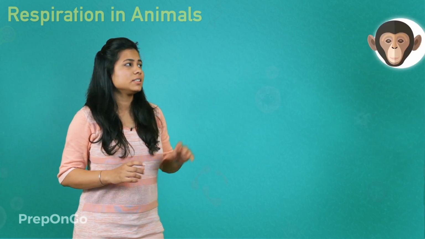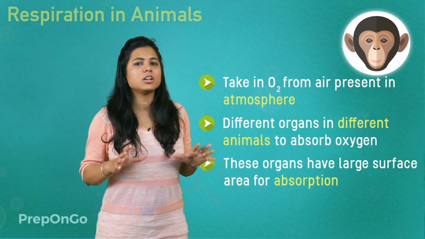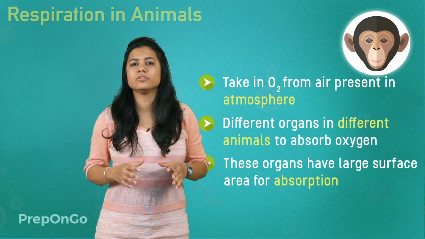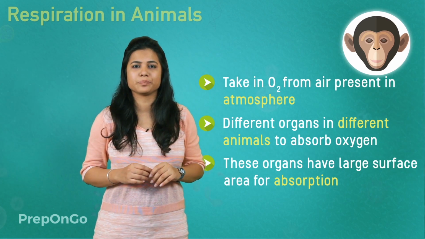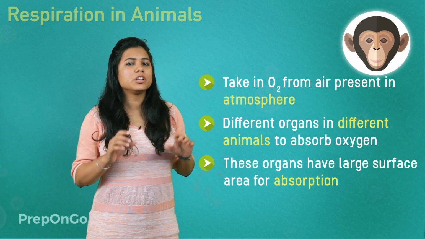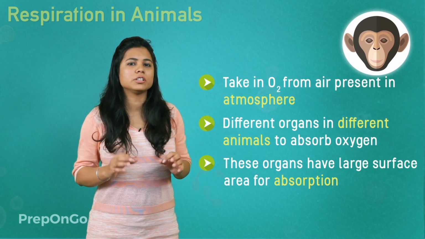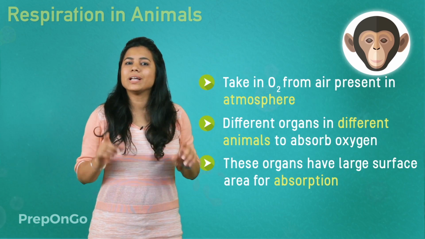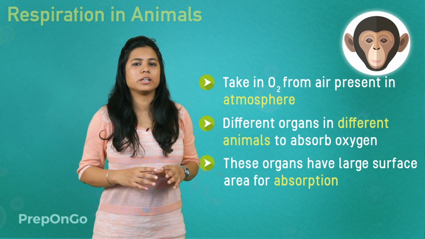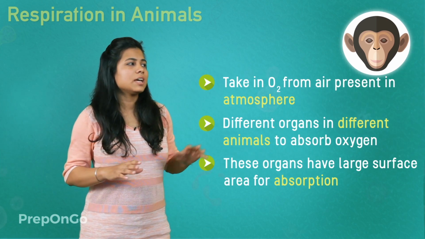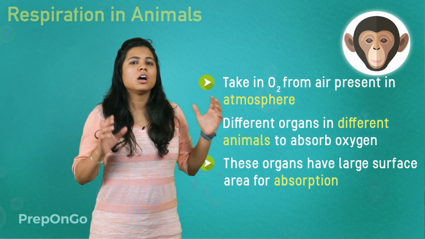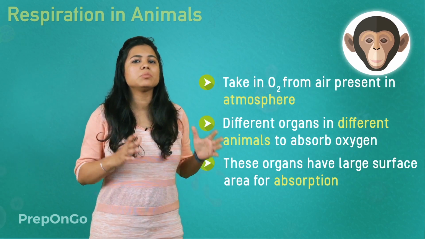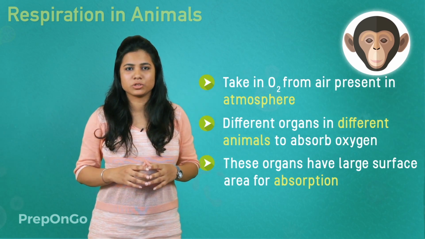The second case is the terrestrial. Now the terrestrial organisms take in oxygen from the air present in the atmosphere. These organisms involve different organs for the same process. But one thing is common between all the organs. These organs have a large surface area which provides maximum contact with the oxygen-rich atmosphere.